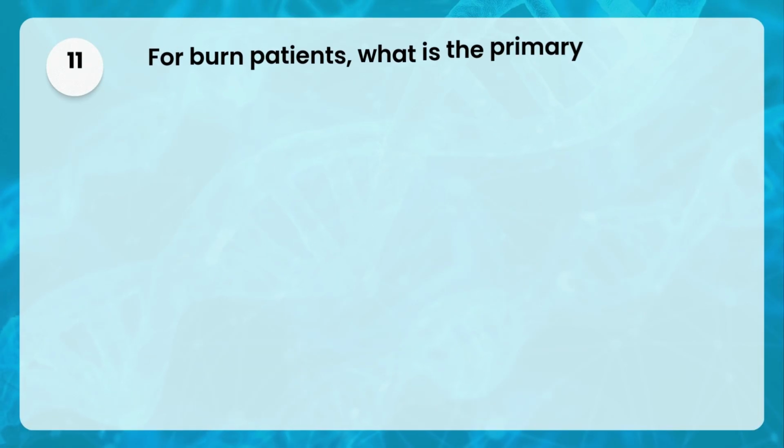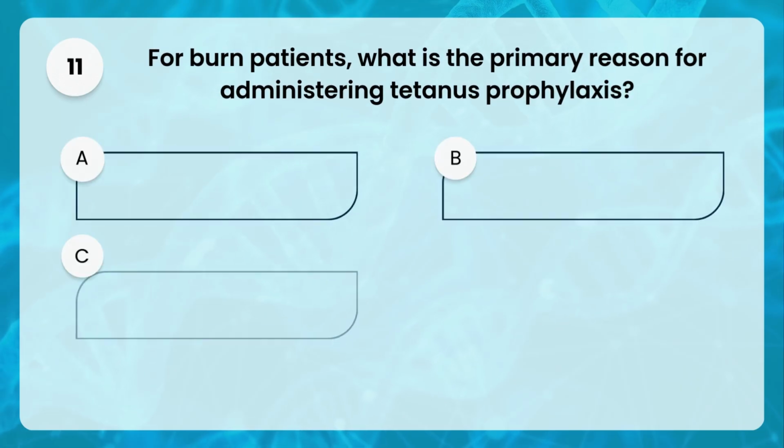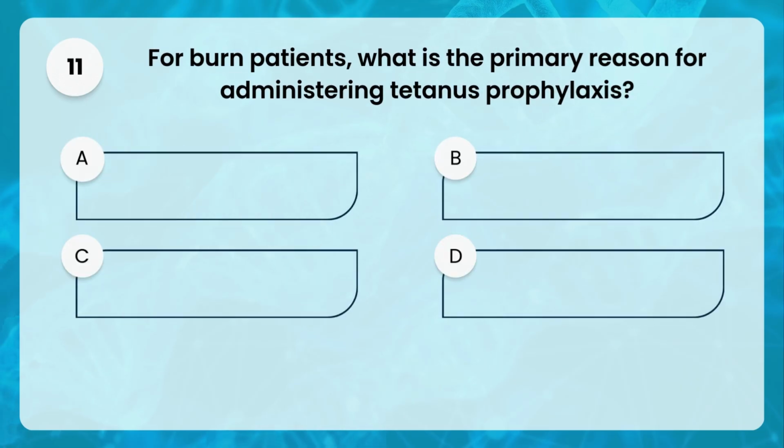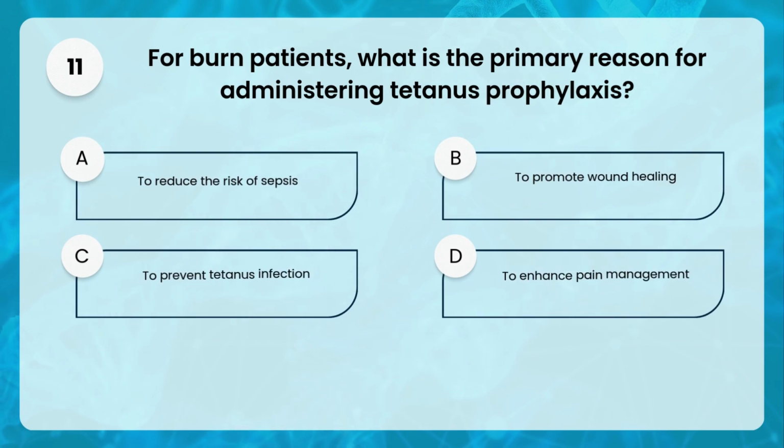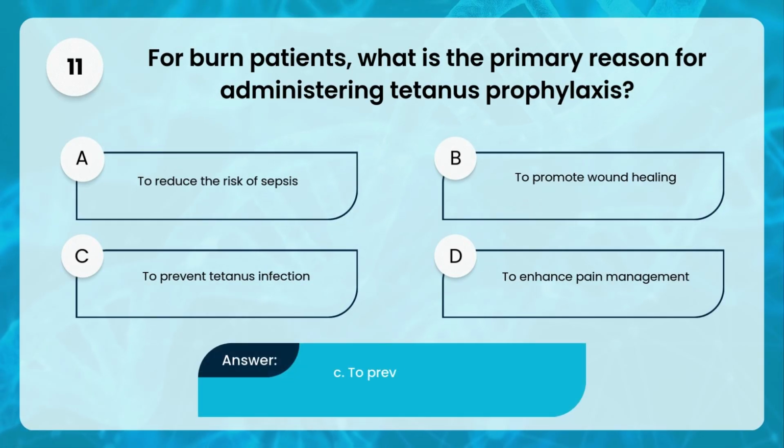Number 11. For burn patients, what is the primary reason for administering tetanus prophylaxis? A. To reduce the risk of sepsis. B. To promote wound healing. C. To prevent tetanus infection. Or D. To enhance pain management. The answer is C. To prevent tetanus infection.